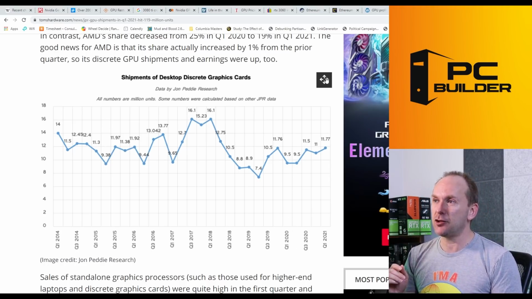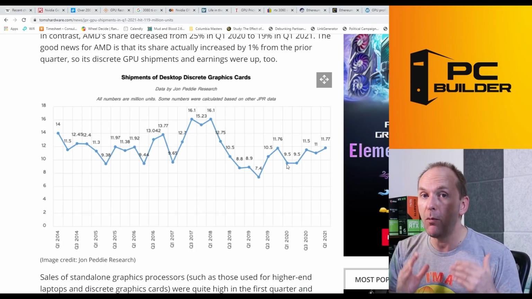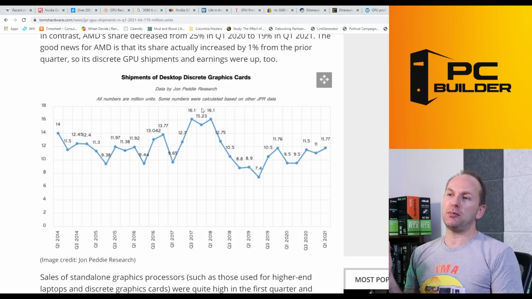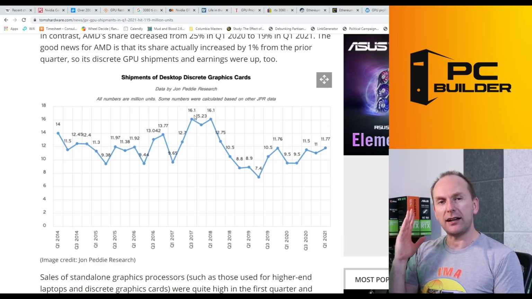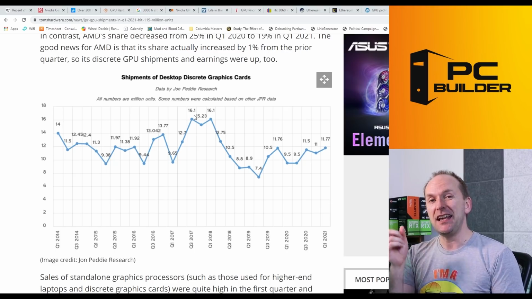And if we take a look at the chart, we can see that they shipped 11.77 million units in the first quarter. Now, if we look at the first quarter last year, they shipped 9.5 million. That's quite a bit more. So supply is coming up. Now we can say, oh my gosh, they shipped 16 million units back in 2017. Yeah, a lot of those were to crypto miners in that time.